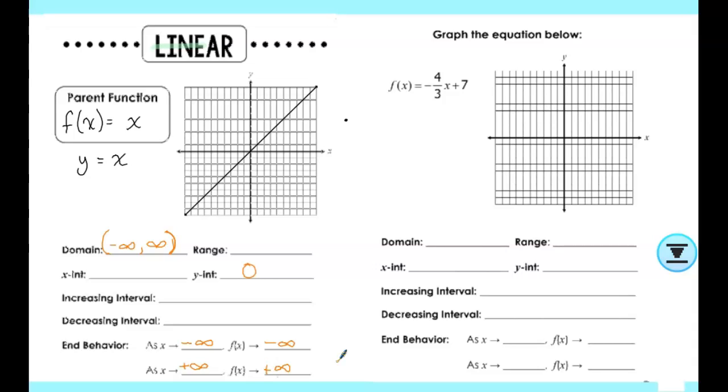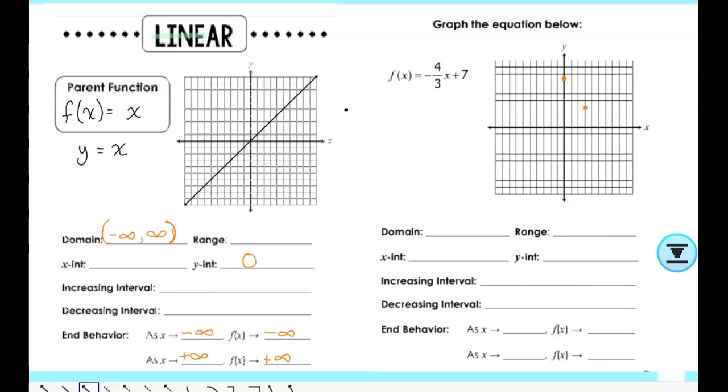Now if you think about graphing this equation here, we know how to graph this equation. So positive 7 tells us where our y-intercept is, so I'm just going to eyeball this. Maybe about right here. And then this negative is going to reflect this across the x-axis, so we're going to go down 4 and right 3. So 1, 2, 3, 4, 1, 2, 3. And so our new line is going to go through those 2 points, like so.